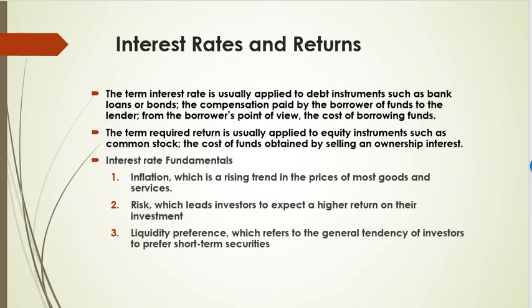It's three basic factors. One is inflation, the second is risk, and the third is liquidity preference. And I think we understand the first two a little bit. Inflation is obviously the tendency for prices to rise over time. And risk has to do with the uncertainty of the cash flows and the payment by the issuer of the security. Now, liquidity preference is a little bit different. This talks about our preference to get our money sooner rather than later.